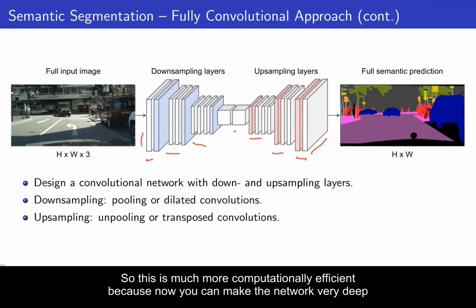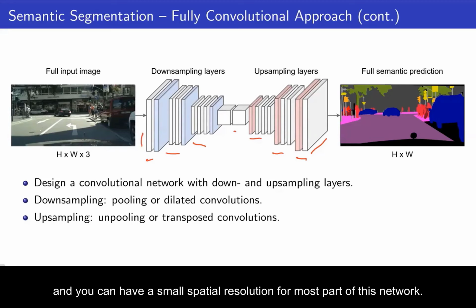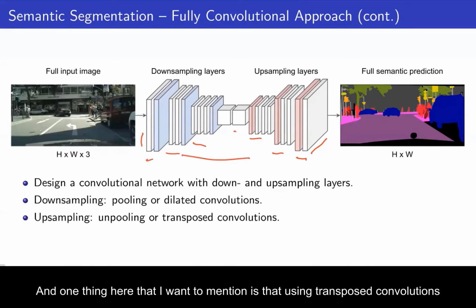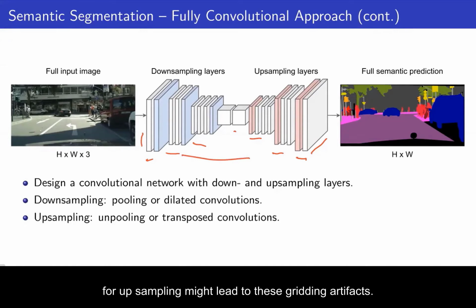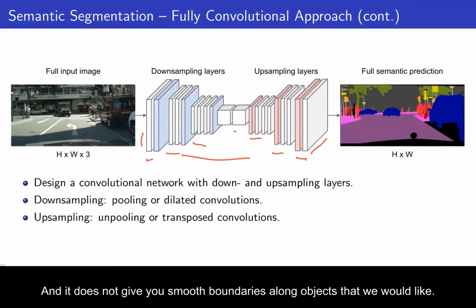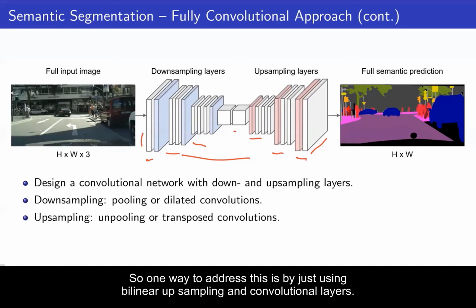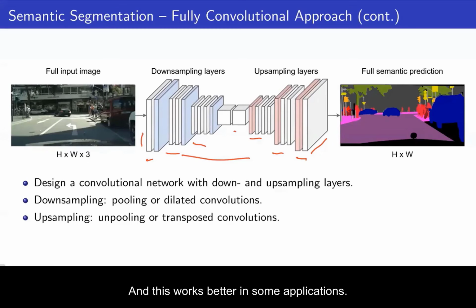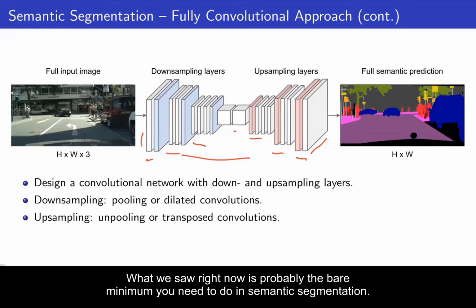So this is much more computationally efficient because now you can make the network very deep and you can have a small spatial resolution for most of this network. One thing I want to mention is that using transpose convolutions for upsampling might lead to gridding artifacts. It looks like a pixelated effect, and it does not give you the smooth boundaries along objects that we would like. One way to address this is by using bilinear upsampling and convolutional layers. And this works better in some applications.